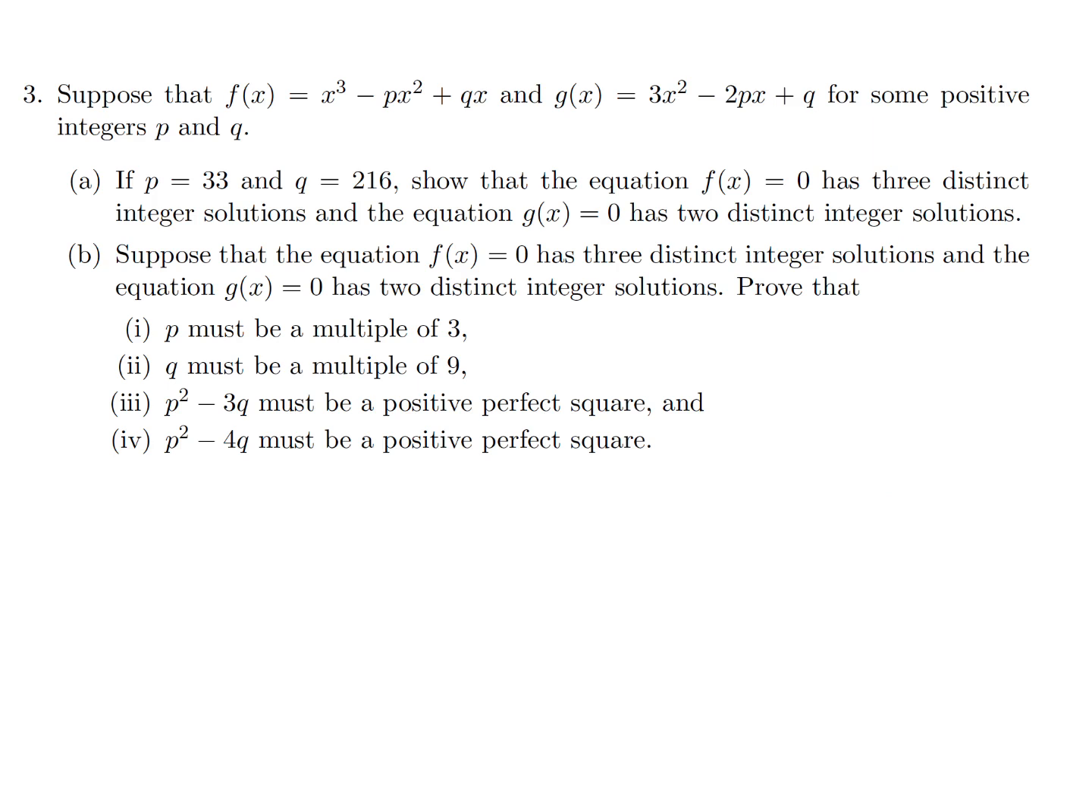Suppose that f at x is equal to x to the power 3 minus px squared plus qx, and g at x is equal to 3x squared minus 2px plus q for some positive integers p and q. If p is 33 and q is 216, show that the equation f at x equals 0 has 3 distinct integer solutions, and g at x equals 0 has 2 distinct integer solutions.